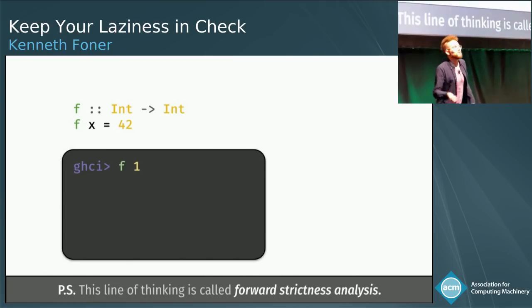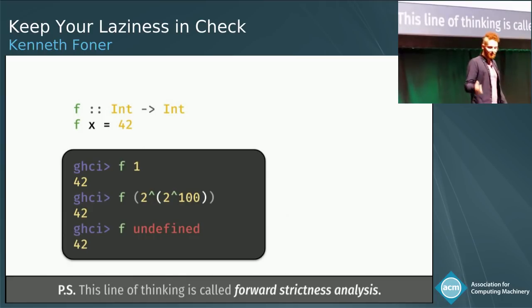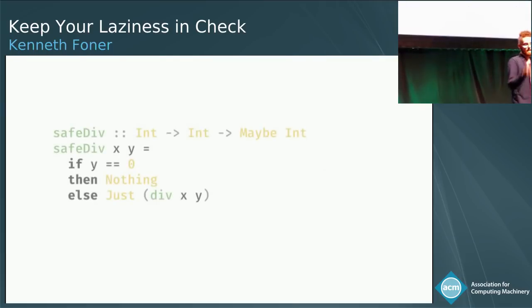Now, let's take this function f instead. F takes anything, any number x, and returns 42, without really doing anything to x. So if I call f on 1, I get 42. If I call f on this very large number that takes a while to compute, I get 42. If I call f on undefined, it doesn't explode, we just get 42, because nothing had to happen. So f is 0% strict in its argument.